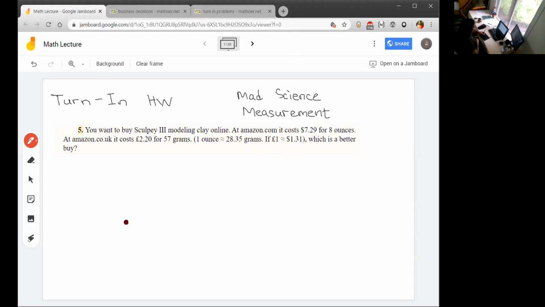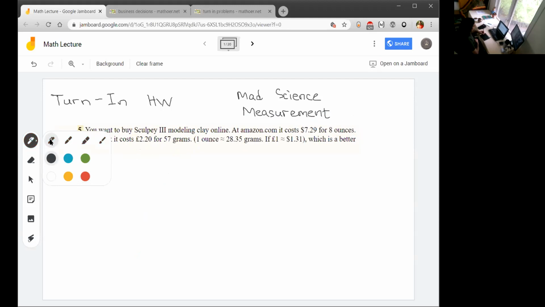So if we're going to compare them, we need them to be the same. We could take the dollars and ounces and change it into the British rate, have them both be pounds per gram. Or we could take the British rate and change it to be dollars per ounce, which I'm guessing will feel more natural to everyone here. So let's do that second plan. Let's take this rate and change it to be dollars per ounce.